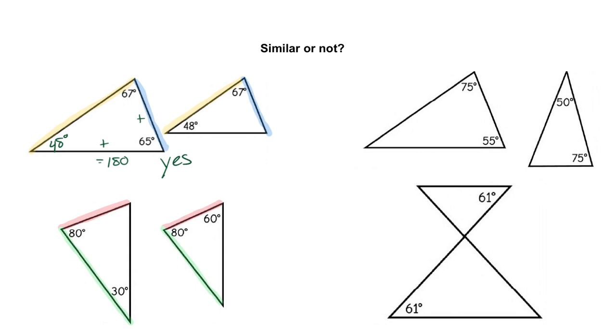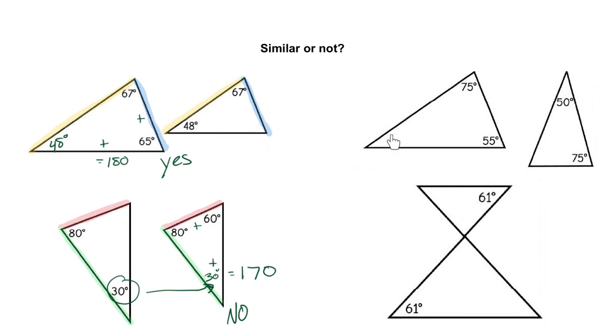So again, if I take 30 and put it here, if these three angles add up to 180, it is indeed similar. So 80 plus 60 plus 30 equals 170. So this angle is not 30, and this angle would not be 60. So no, this one is not similar.